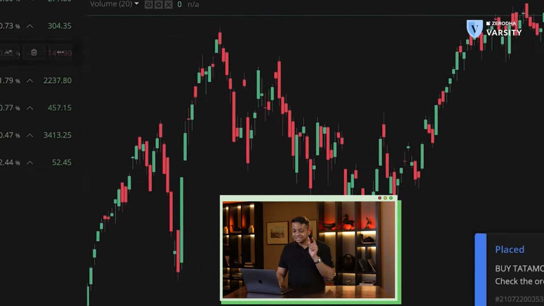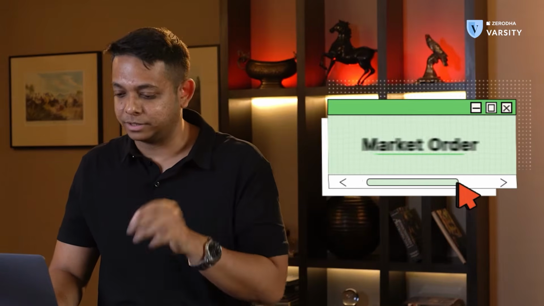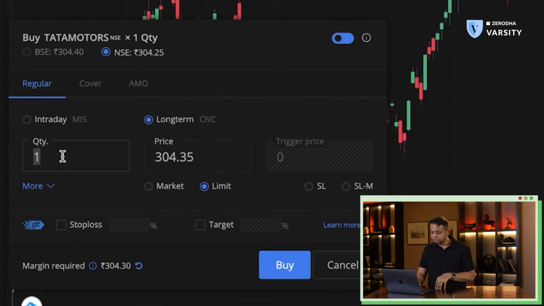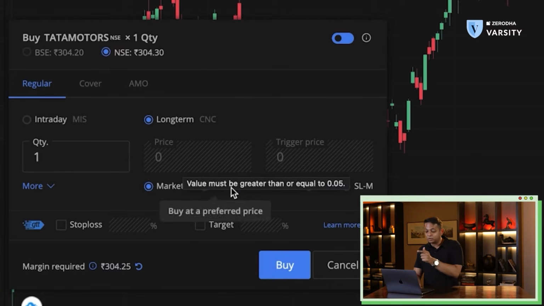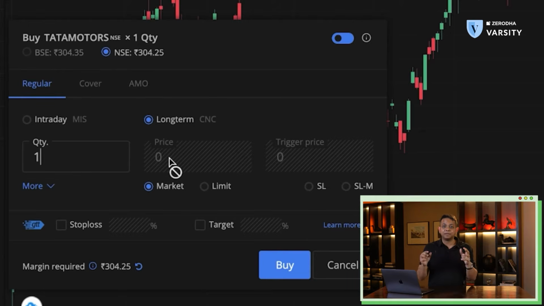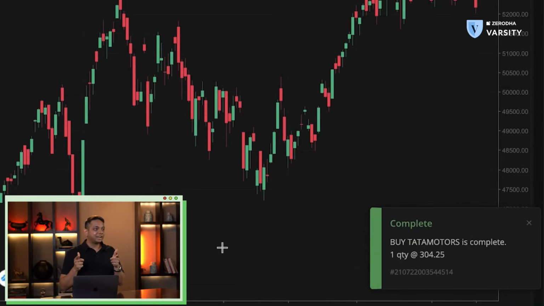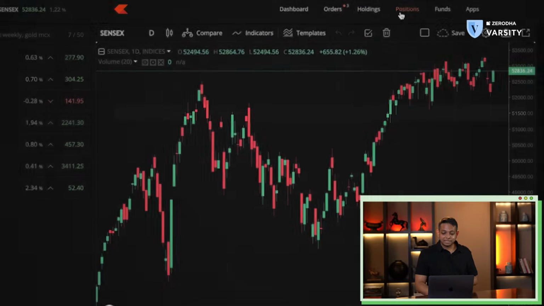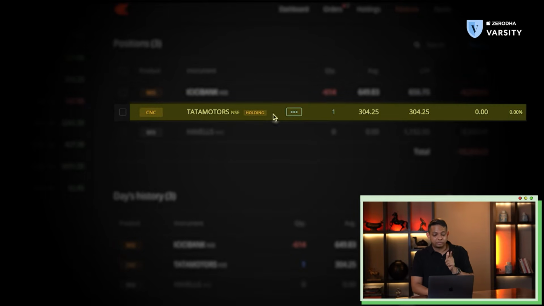What I'll do is, for the same stock, I'll also place a buy order, but this time I'll place a market order. So I'll choose market, the same quantity, and I won't specify the price. Notice when I go from limit to market, the price field becomes uneditable because I've changed the type to a market order. I'll hit the buy button. And as you can see, very quickly, the order was placed and executed. We can see that the order has been executed. And even in the position book, we can see that we now hold one stock of this company.